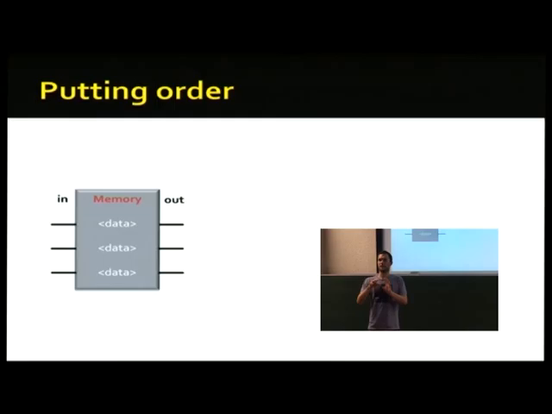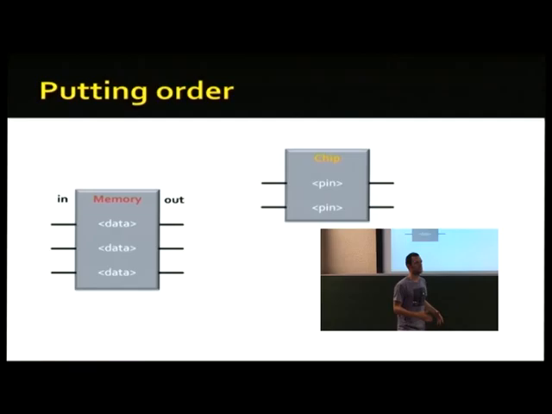So this memory has a bunch of slots. These are data slots that can have whatever kind of data you want in them. And they have pins going in and pins going out. As you might suspect, here I'm calling them chips, something that is going to produce a value, do a calculation or something like that. It's basically a function. And it also has input pins and output pins. And so you just connect them up.